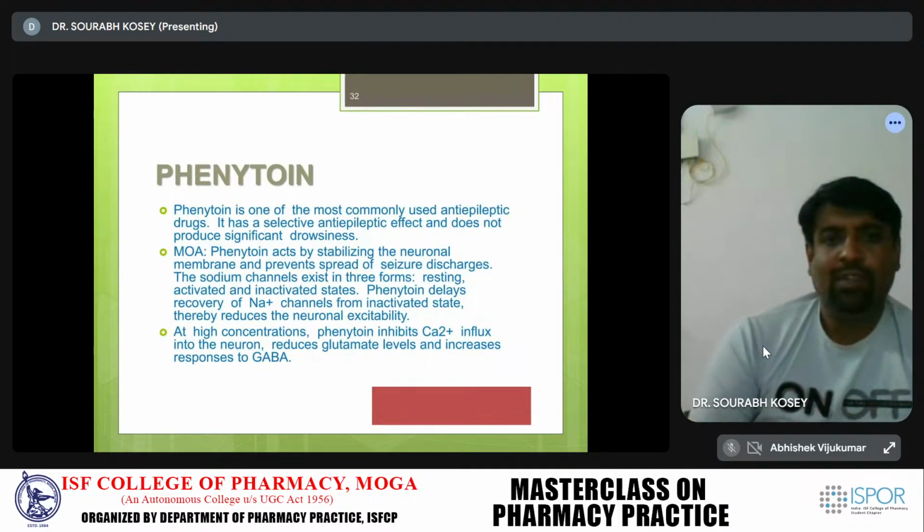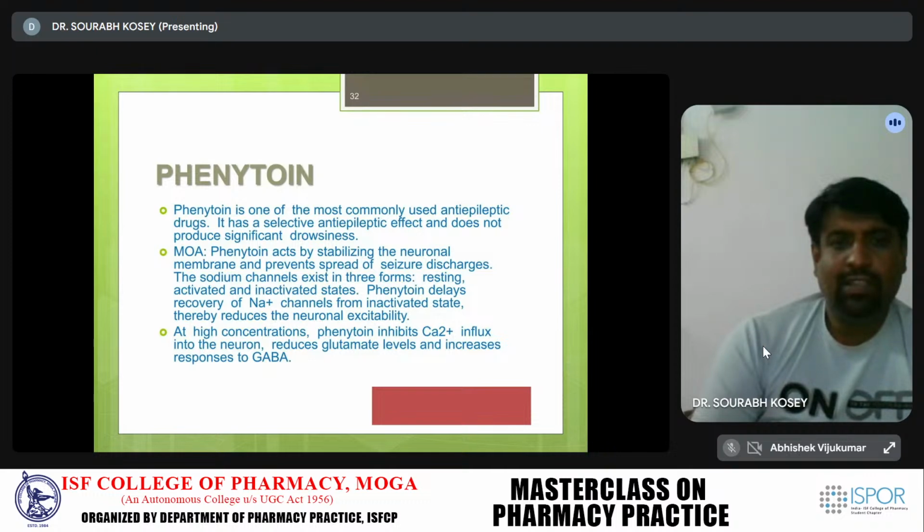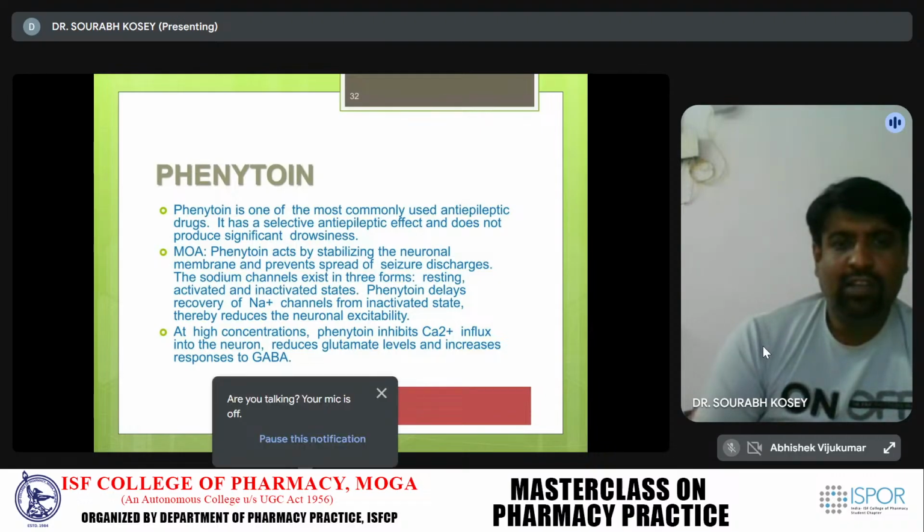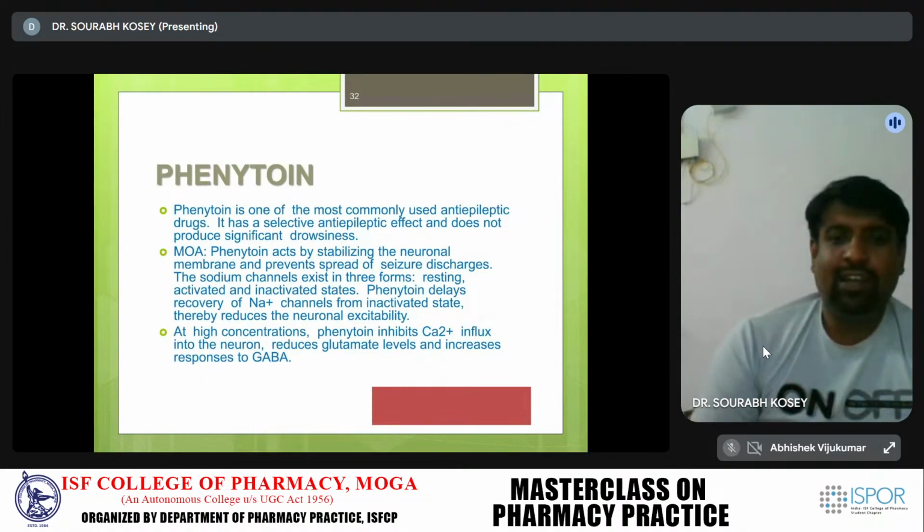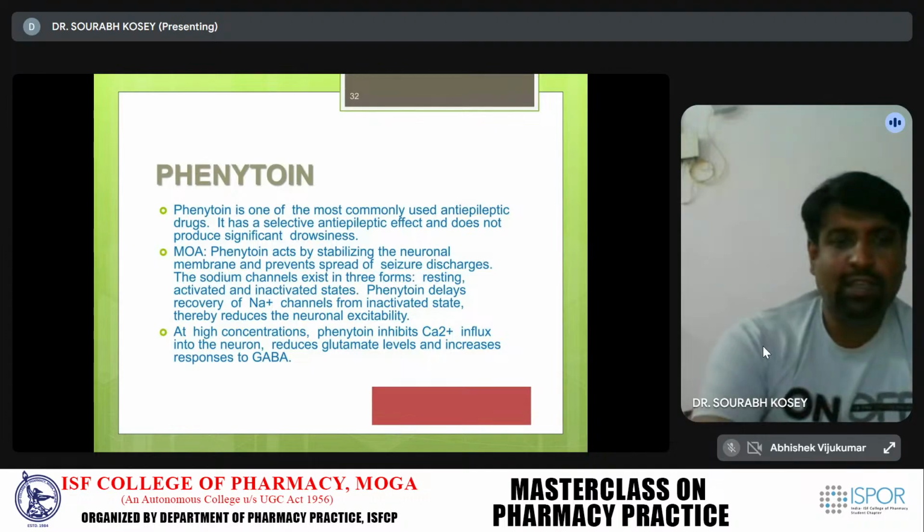It has a selective anti-epileptic effect and does not produce significant drowsiness. So what is the mechanism of action? Phenytoin acts by stabilizing the neuronal membrane and prevents spread of seizure discharges. The sodium channel exists in three forms: resting, activated, and inactivated states. Phenytoin delays recovery of sodium channels from inactivated states, thereby reducing neuronal excitability. At high concentration, phenytoin inhibits calcium influx in the neuron, reduces glutamate levels, and increases response to GABA.